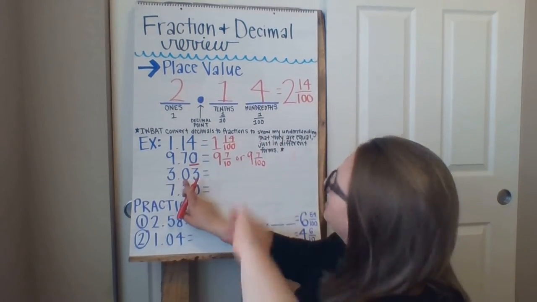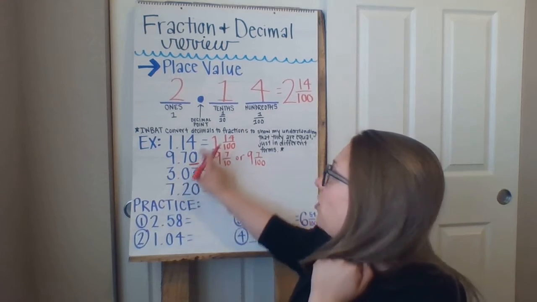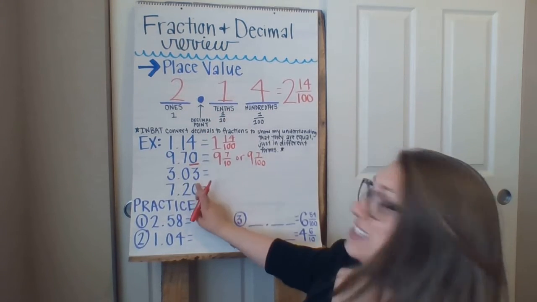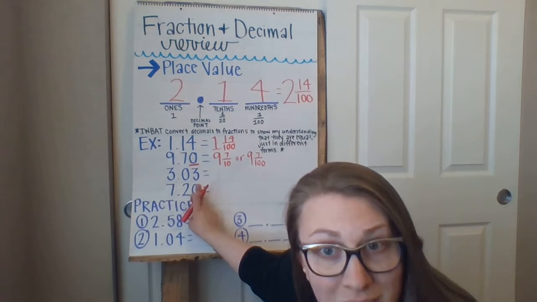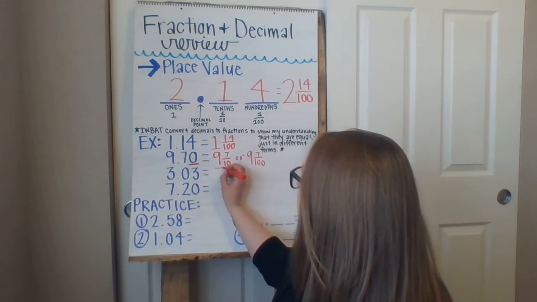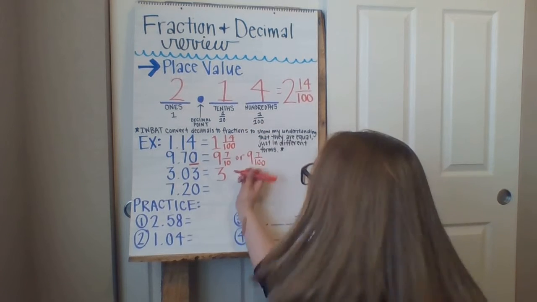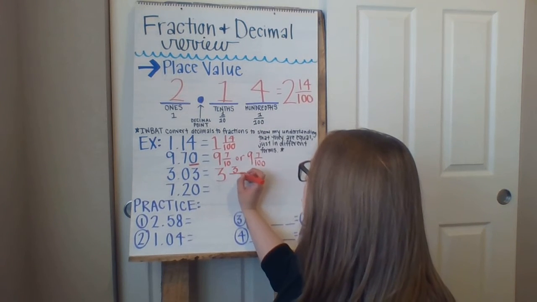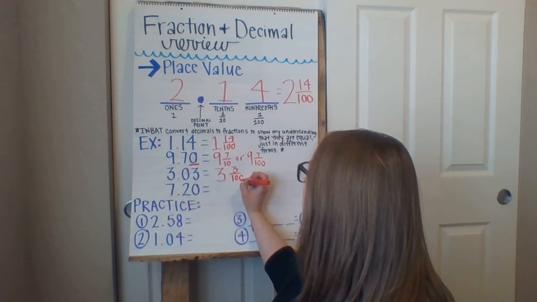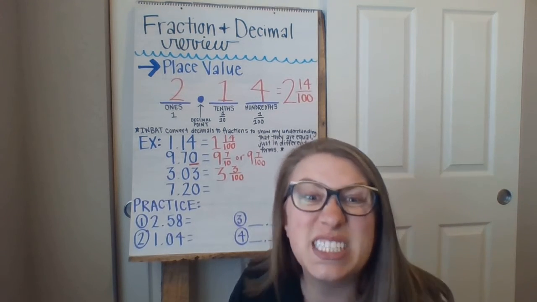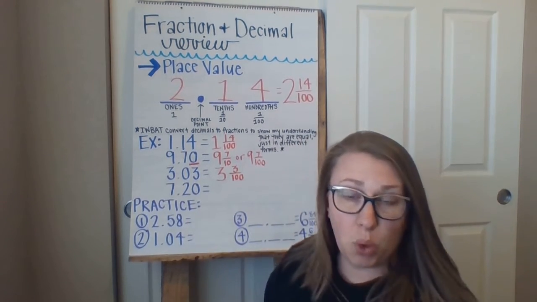Next one, 3.03. Well, there's a 0 in the tenths place, but there is a number in the hundredths place. So here's how I can write this. 3 is my whole number. My fraction is going to be in the hundredths place. You can see it right here. I have a 3 there, so I have 3 and 3/100ths.